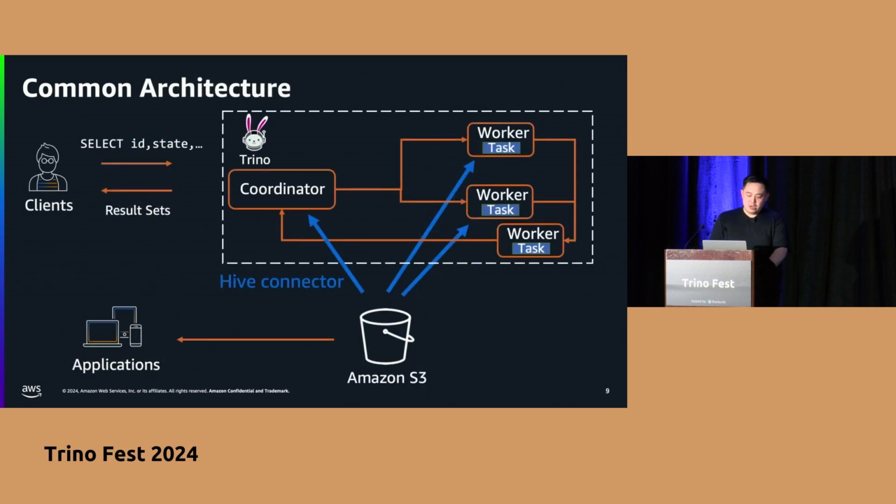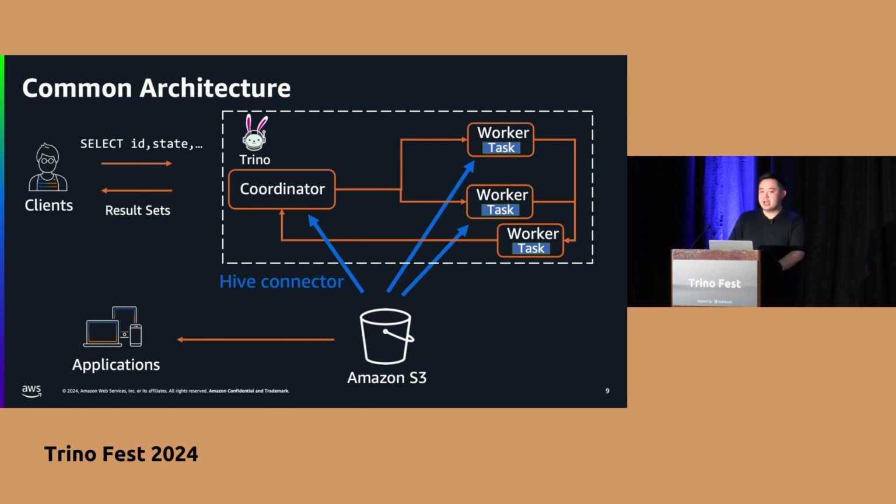So now I will explain the details of each challenge based on this architecture. Let's say clients analyze data stored in Amazon S3 using Trino, and at the same time, other applications read data from Amazon S3. To access Amazon S3 from Trino, you can use the Hive connector, Iceberg connector, Hudi connector, or Delta Lake connector. And in this session, I will focus on the Hive connector because it's mainly used for Trino to query Amazon S3.